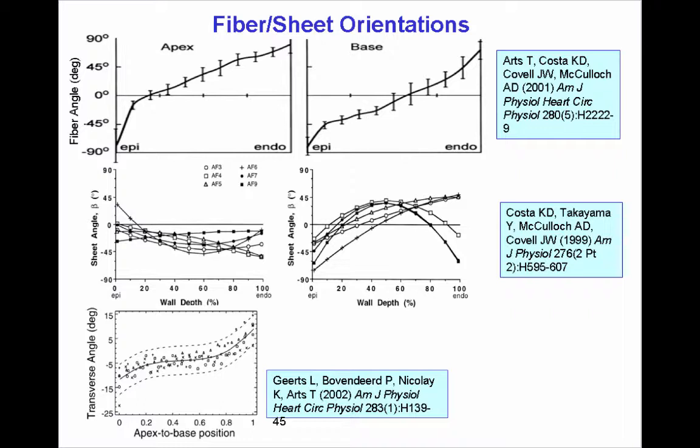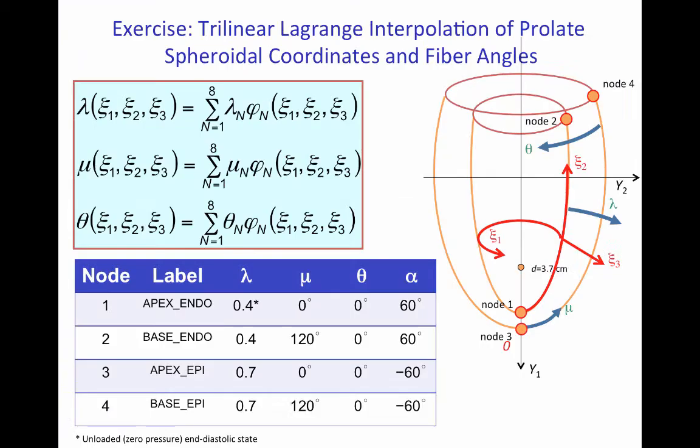For the purposes of demonstration here, we will approximate the measured transmural distributions of fiber angles in our 3D prolate spheroidal model by using the trilinear Lagrange basis functions that you created earlier. Estimated parameters are tabulated here.